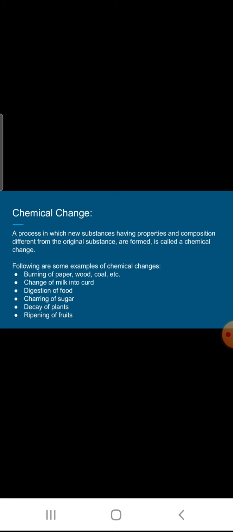You may notice few of the changes during a chemical change. See, chemical change cannot be easily reversed. It is a permanent nature. In chemical change, both physical and chemical properties are changed. In a chemical change, new substances are always formed. Few of the examples are burning of paper, wood, change of milk into curd, digestion of food, decay of plants, etc.